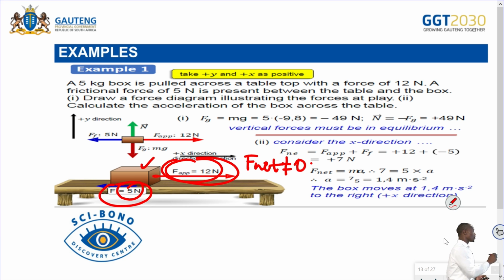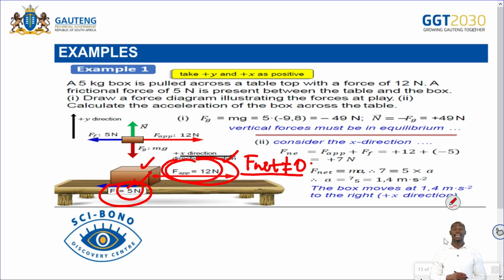But in this case, you can see the horizontal forces are not balanced, right? I'm having 12 this side, I'm having 5 this side. So my F net won't be equal to 0, it will be greater than 0. Which means it's no longer an application of Newton's first law, but an application of Newton's second law, because this object is accelerating. The F net is unequal to 0.